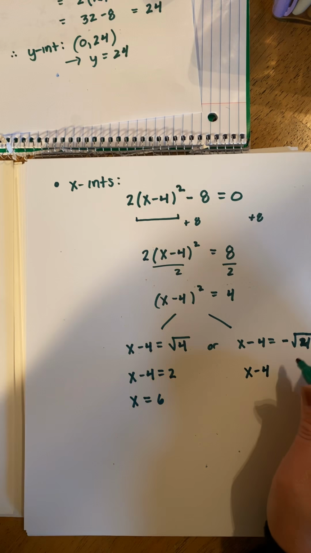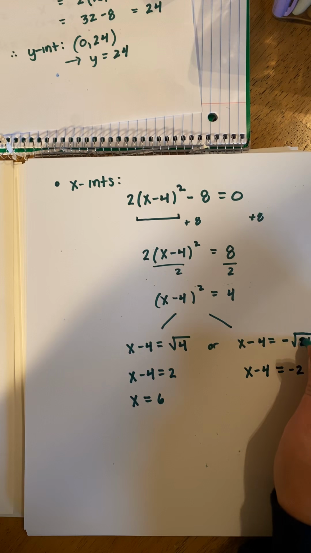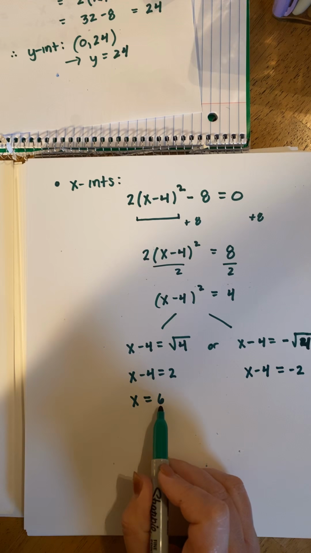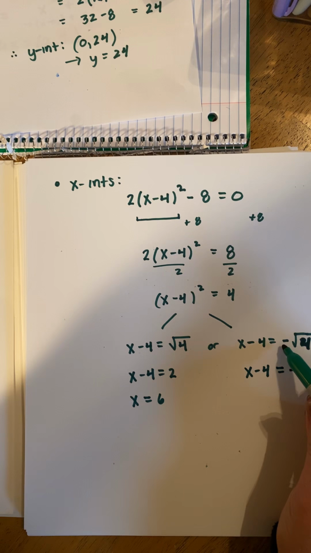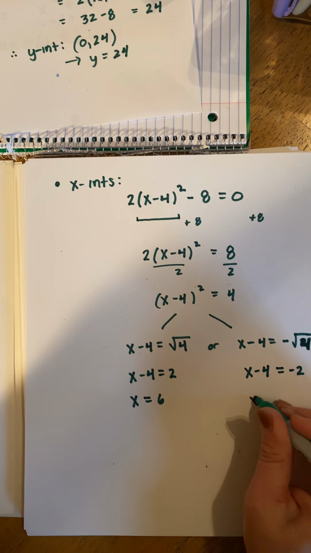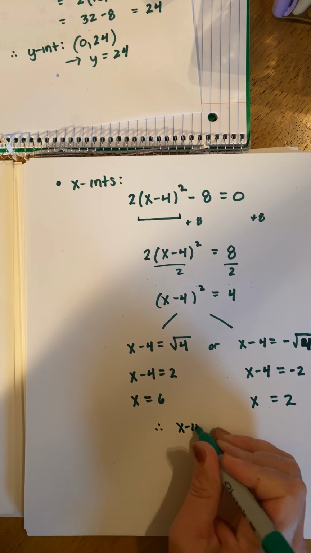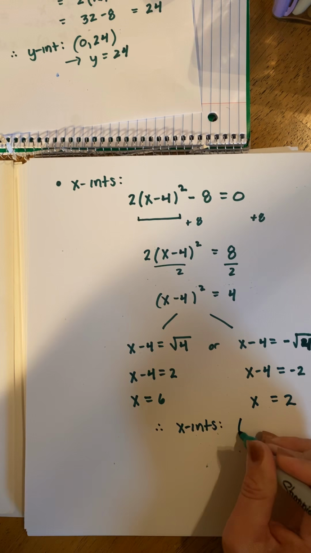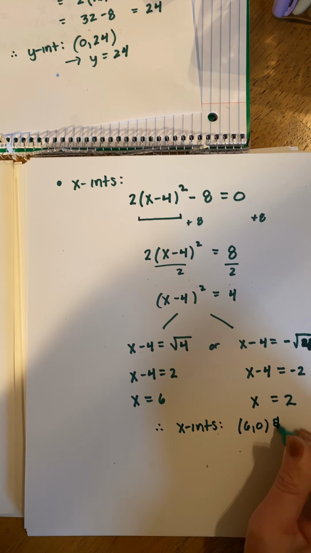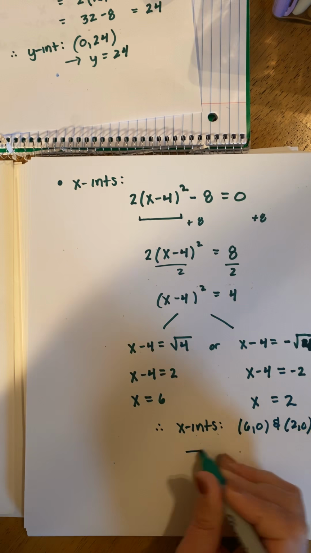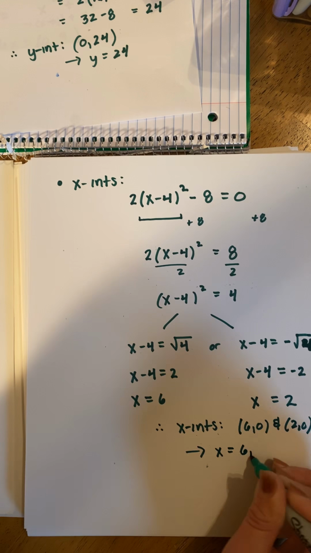We can only assume the conjugate if we have square roots or i's left in our answer, and we don't, so I have to do the work here. The opposite of the square root of 4 is -2. I add 4 to both sides, and I get 2. So therefore, my x-intercepts are (6, 0) and (2, 0). Or equivalently, we can just say 6 and 2.